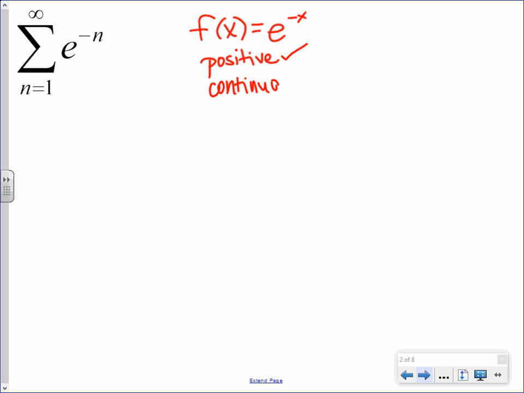Continuous. Yes or no? Okay, decreasing. This you have to prove to me, Grayson. How could you prove it to me? First derivative. The derivative is negative e to the negative x, which is always less than 0. So decreasing.